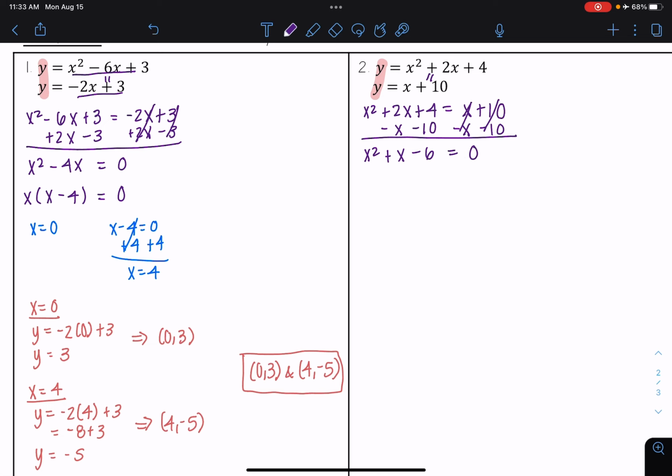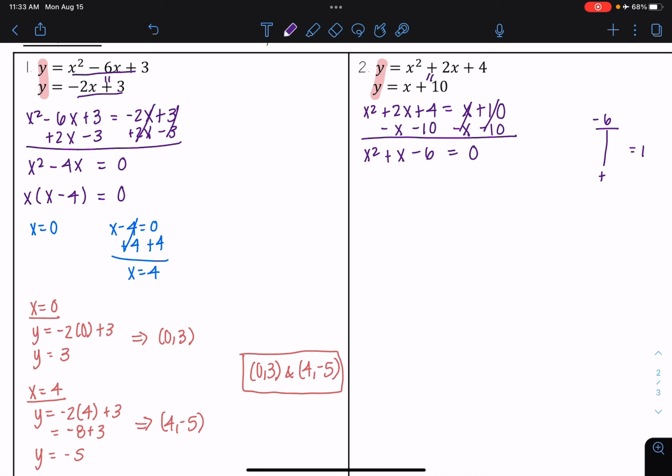And now I'm going to go ahead and solve this quadratic. We've learned several different methods to go ahead and solve this. I always like to start with factoring to see if it works. Or if you're more comfortable with the quadratic formula, you can go straight to the quadratic formula as well. I'm going to go ahead and use factoring and see if this can be factored. So I'm looking for two numbers that multiply to negative 6 and then add to equal 1.